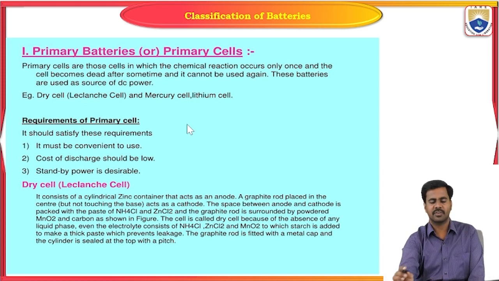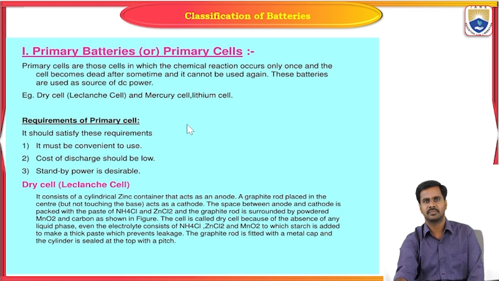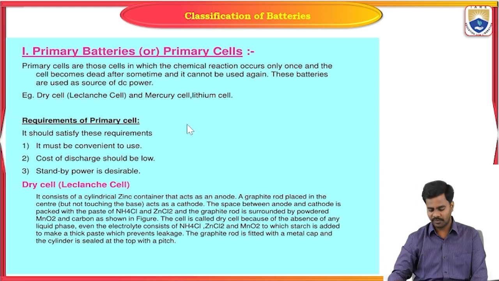Next, coming to the construction of the bright cell or Leclanché cell. It consists of a cylindrical zinc container that acts as the anode. A graphite rod is placed in the center, which acts as the cathode. The space between the anode and cathode is packed with a paste of ammonium chloride and zinc chloride. The graphite rod is surrounded by powdered MnO2 and carbon, as shown in the following figure.